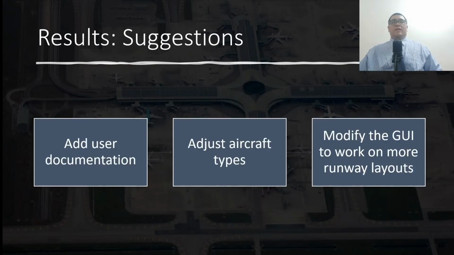However, they did make some suggestions. First, user documentation should be added to help the user. The aircraft type should be adjusted because small aircraft rarely operate in KLIA, and the GUI should be modified to work on more runway layouts because the layout used in the GUI does not represent the runway layout in KLIA.